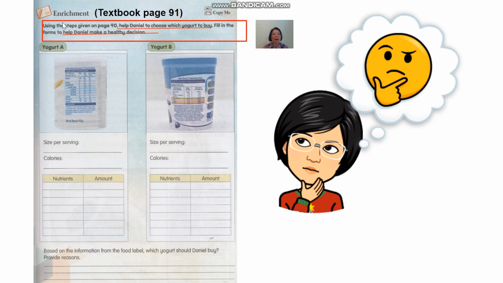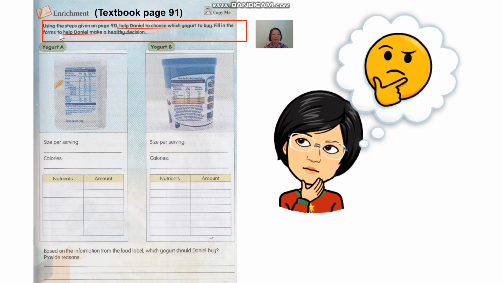Now we have come to the enrichment activities. This is taken from your textbook page 91. So what do we need to do here? Using the steps given on page 90, help Daniel to choose which yogurt to buy. Fill in the forms to help Daniel make a healthy decision.